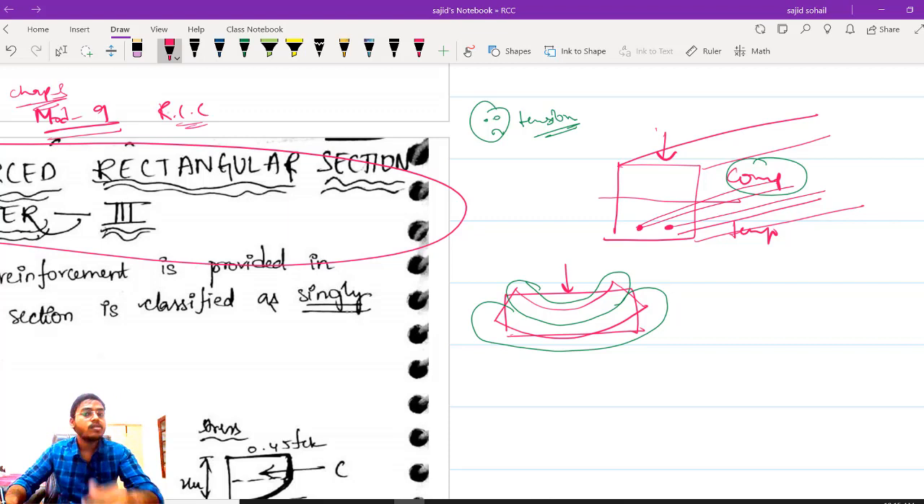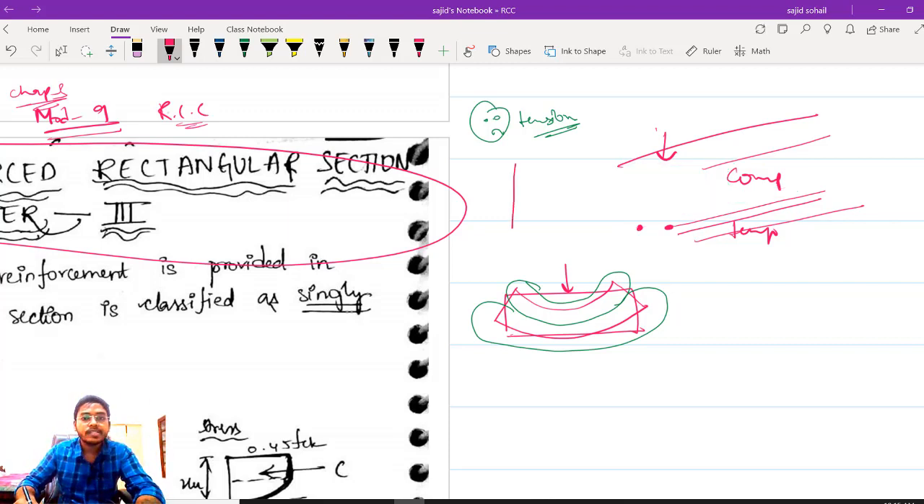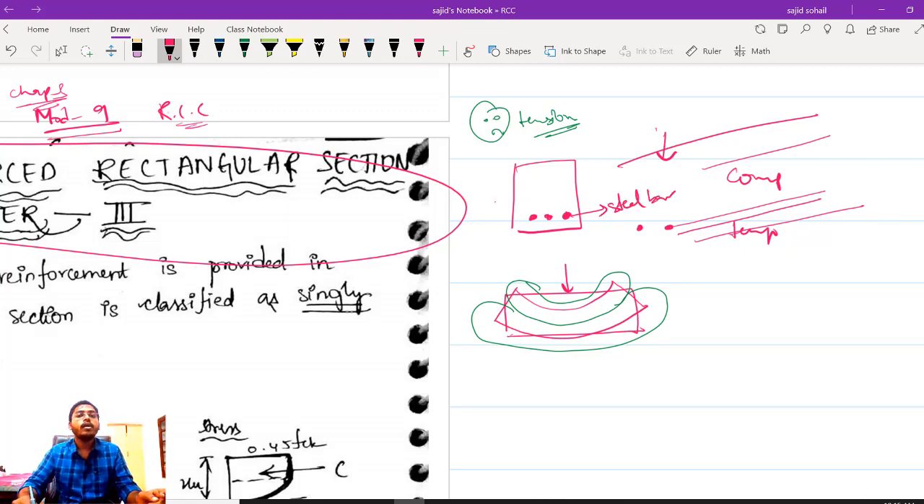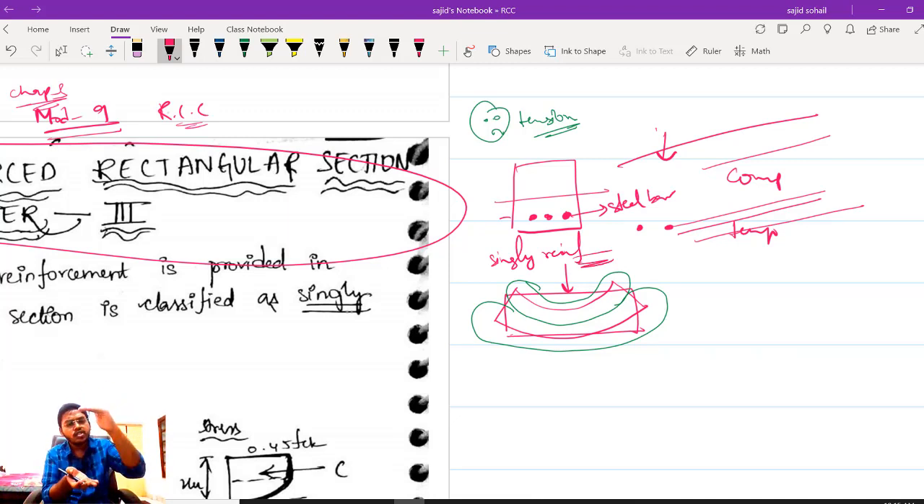We can't draw like this always, right? That's why we represent it something like this. Okay, so these circular dots represent my circular bars, my steel bars. I hope it is very clear. So if you are giving steel bars only in the tensile zone, I will be calling it a singly reinforced rectangular section. Because it is reinforced at only the tension zone, I am calling it singly reinforced.